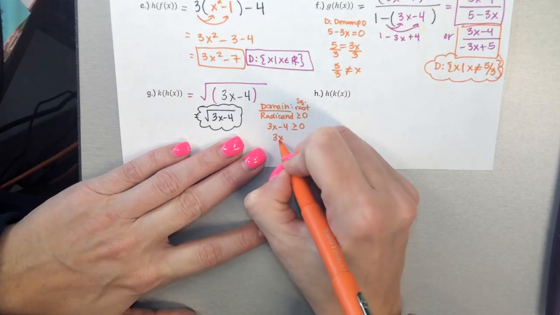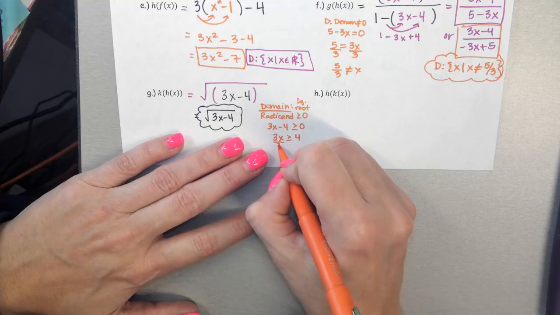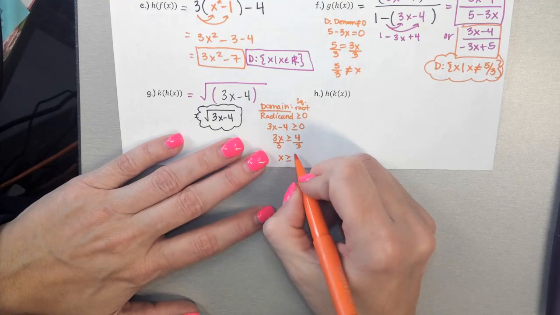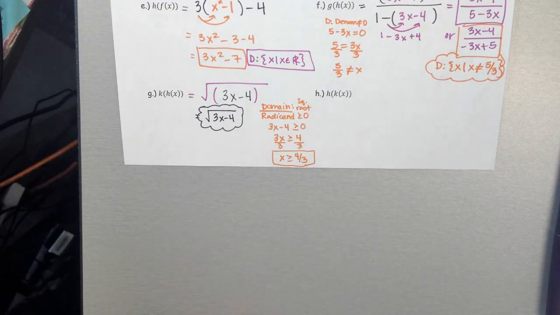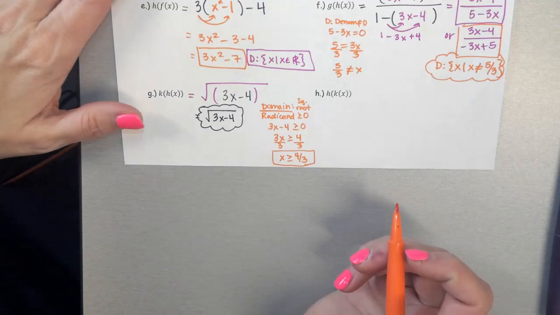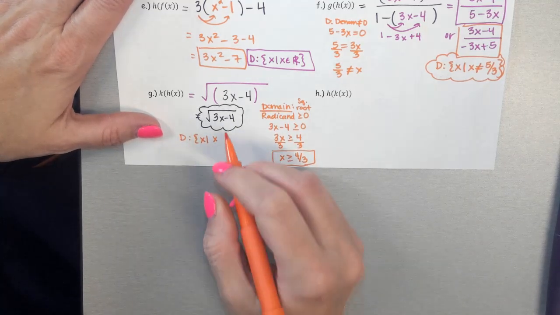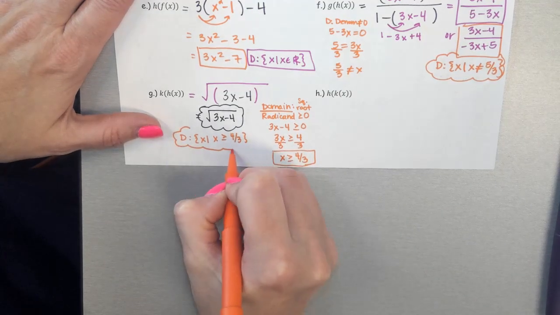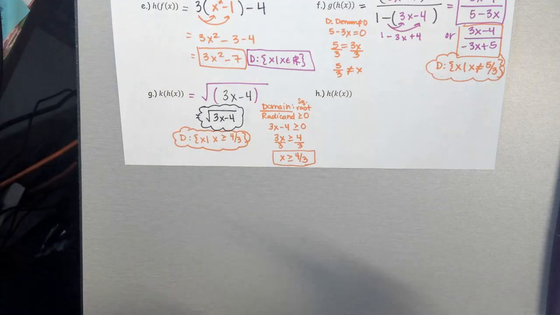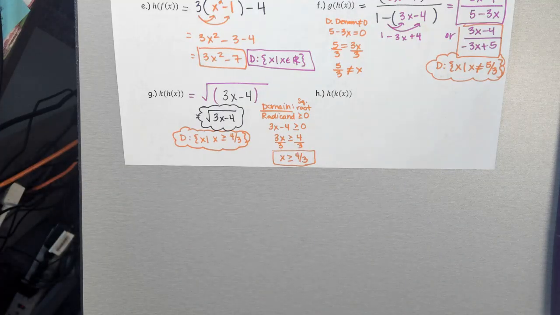Okay, so you're going to add 4 to both sides. You're going to divide by 3. So x has to be greater than or equal to 4/3. Yep, so when you write your domain, you're still going to write it in your set builder notation. Okay, and then I want you to go ahead and try the setup for h.